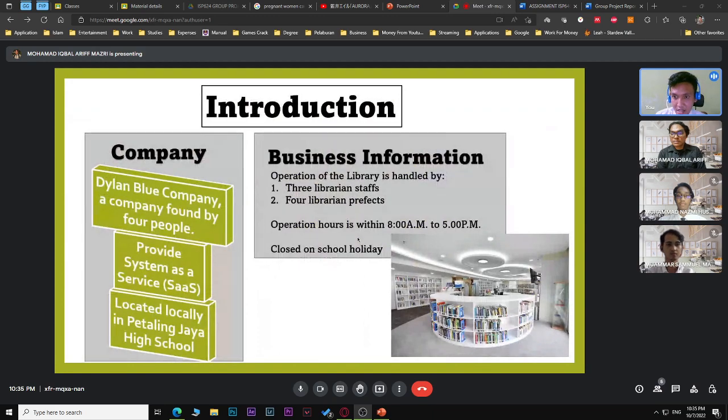Our company is Dylan Blue Company, a company founded by 4 people, providing system as a service (SaaS), located locally in Petaling Jaya High School. Our business information is that the operation of the library is handled by 3 librarian staffs and 4 librarian prefects. The operation hours are from 8 a.m. to 5 p.m. and closed on school holidays.